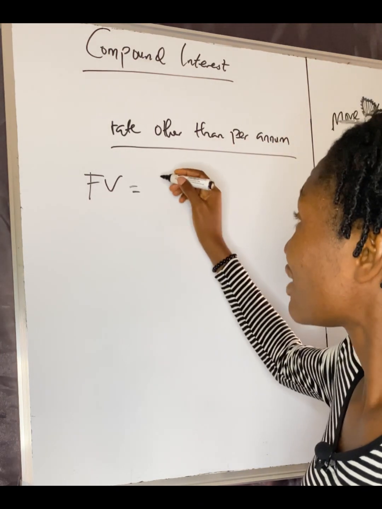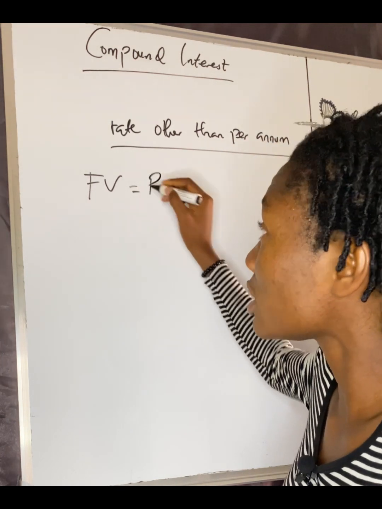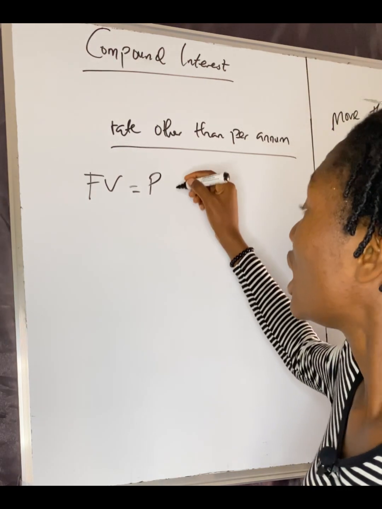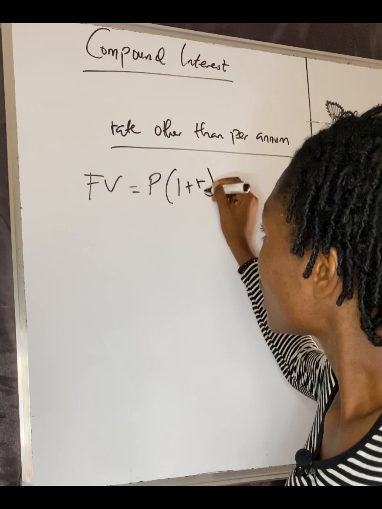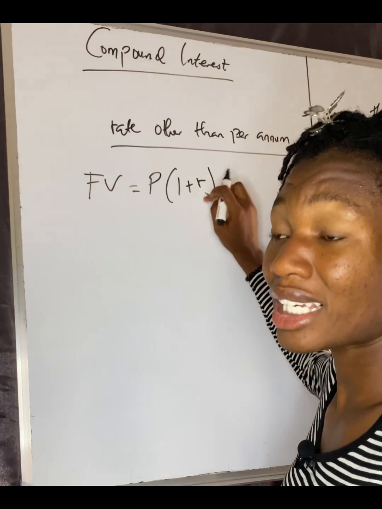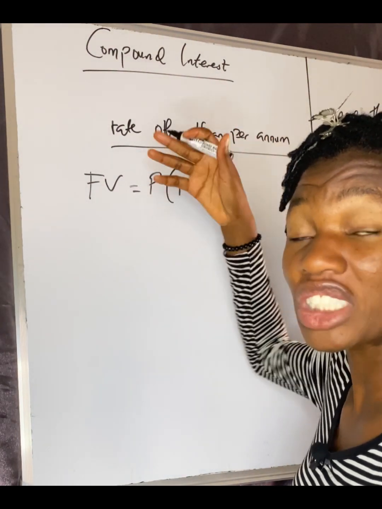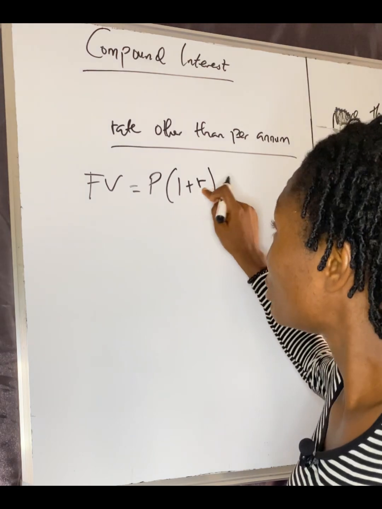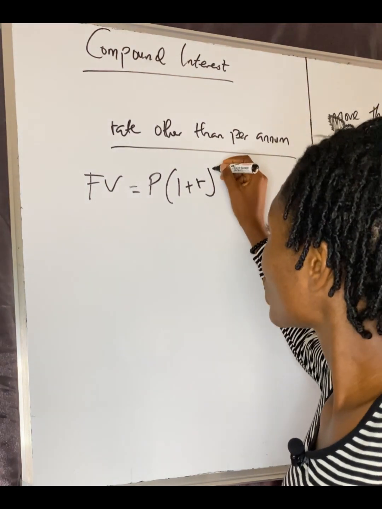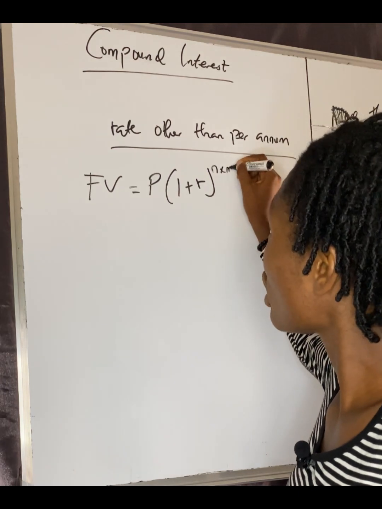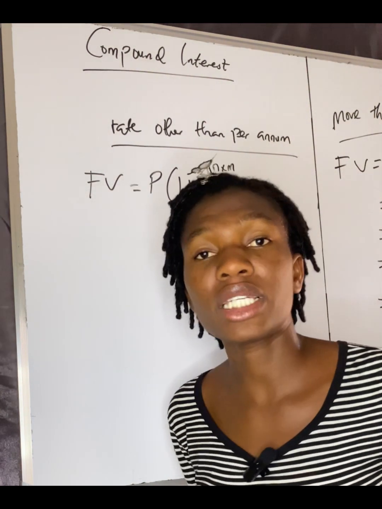Now our future value in this case, where interest is calculated at a rate other than per annum, is equal to our principal, which is our present value, multiplied by 1 plus our rate. Since it's not calculated per annum, we're no longer dividing our rate, but we're going to be multiplying our years by the number of times the interest is paid in a year.